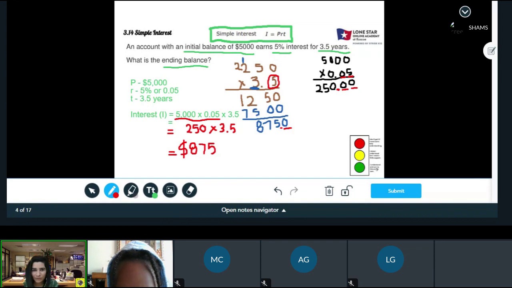I was just multiplying. Well, in the first place, I multiplied 5,000 by 0.05. Then that answer I multiplied by 3.5. If you need help multiplying decimals, you can always tell me and I can help you out. 875, Liloni?